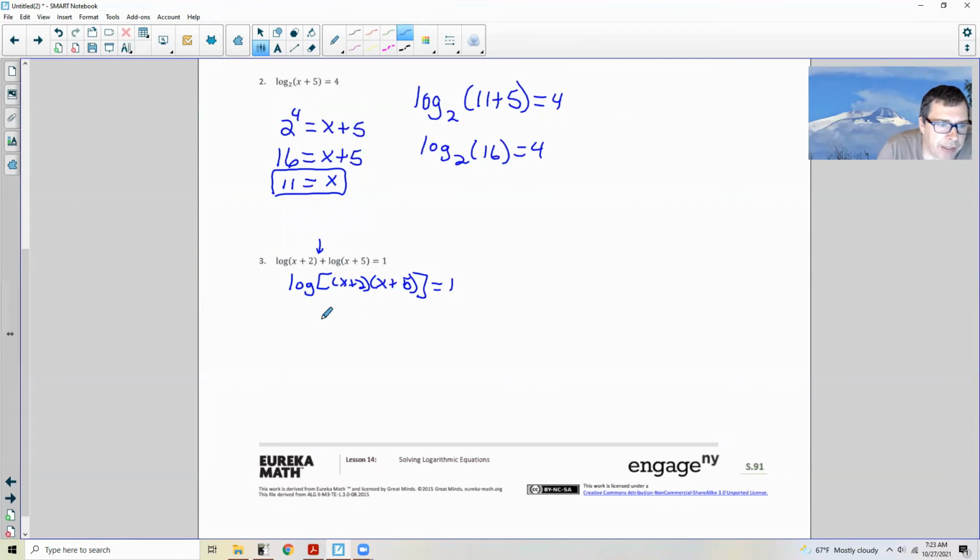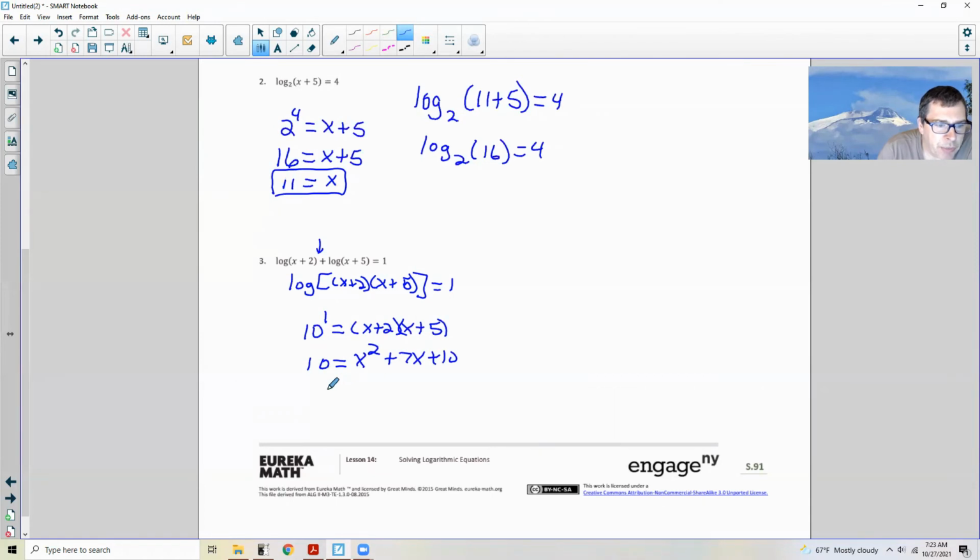So base 10 is here. So that's going to be 10 to the 1st power, right? Base 10 to this power over here equals this here. And that's x plus 2 times x plus 5. Okay, this is going to give us a quadratic. So this is going to be 10 equals, and if I distribute this, some call it FOIL, x squared, outers plus 5x, inners plus 2x, 5x plus 2x is 7x, and 2 times 5 is 10.